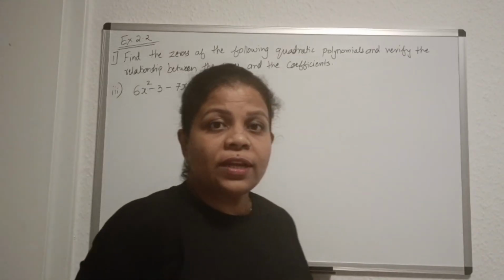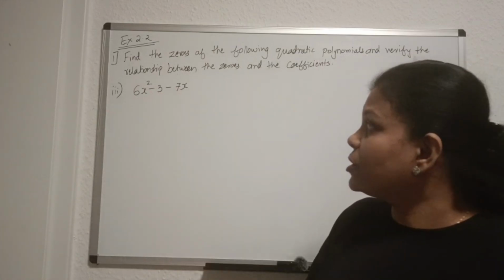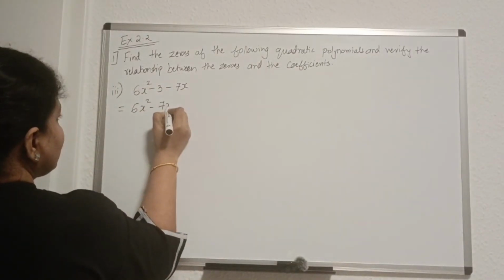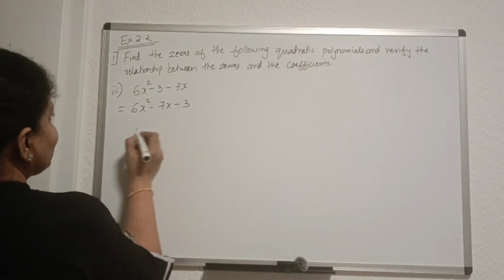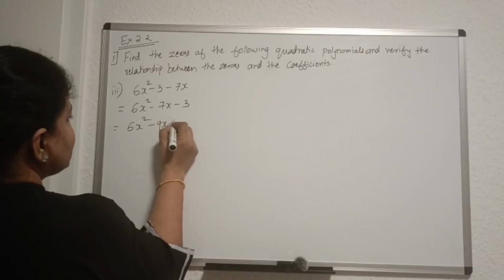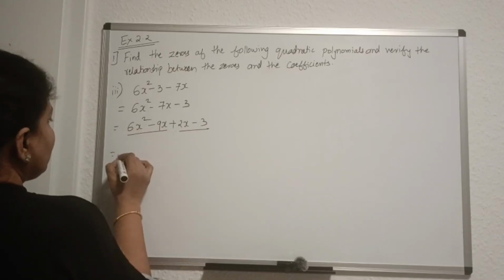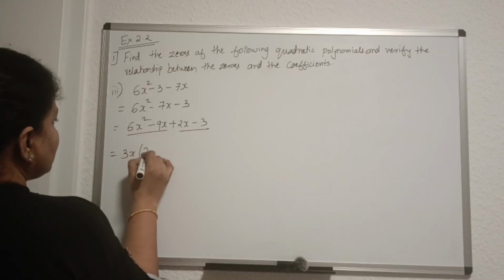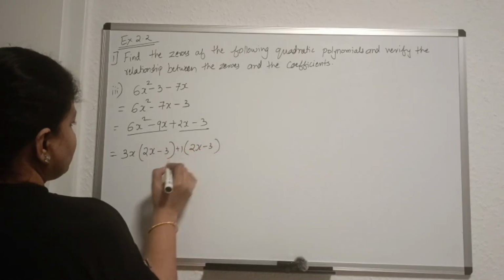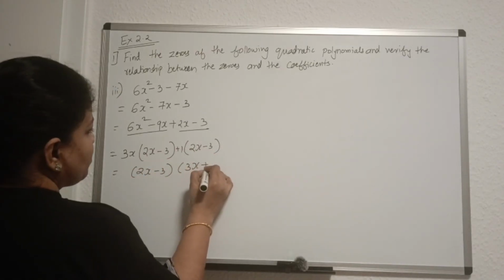Okay, let's go for the next question, that is 6x square minus 3 minus 7x. So here we have to first of all rearrange the thing. It will become 6x square minus 7x minus 3. So you can get this as 18. So factorization, middle term splitting will be minus 9x plus 2x minus 3. Okay, so this will become 3x, 2x minus 3 plus 1. So your factors are 2x minus 3 and 3x plus 1.